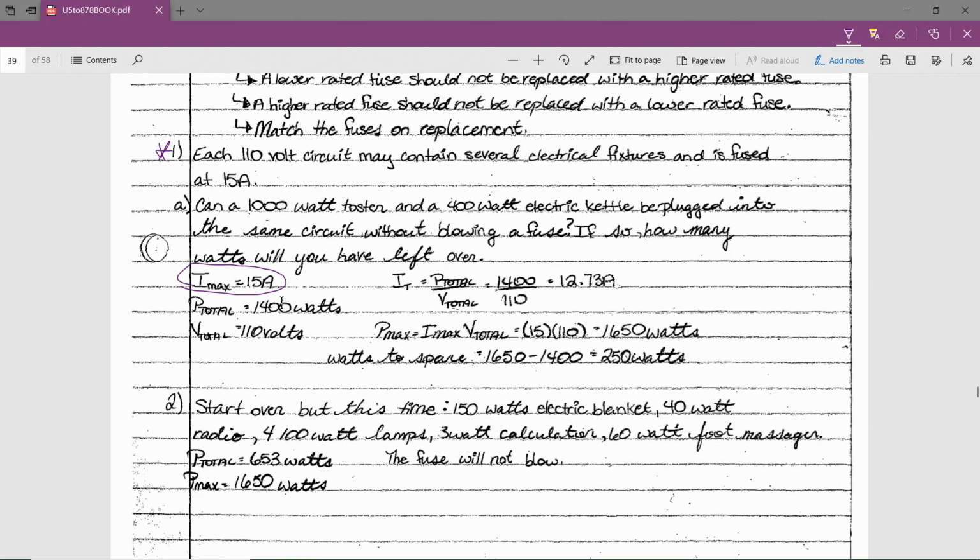So the voltage is... what is the voltage? P equals IV.